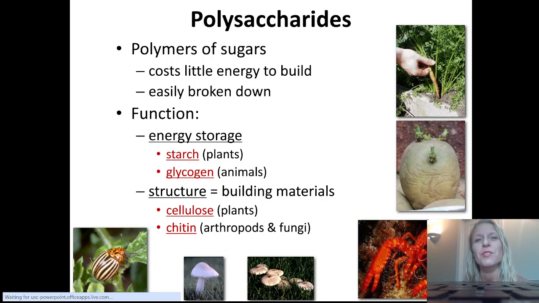They're also used for structure. So cellulose is used in plants, and chitin is used in the cell walls of arthropods and fungi. That's why a mushroom snaps when you break it, or a cockroach crunches. Okay, you need to know all of those energy storage and structure molecules: starch, glycogen, cellulose, chitin. Know them.